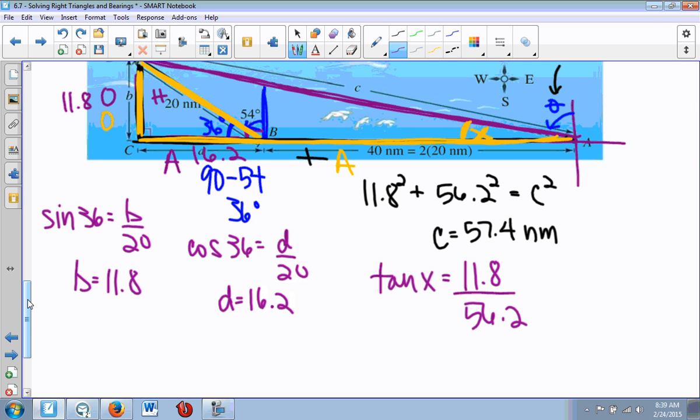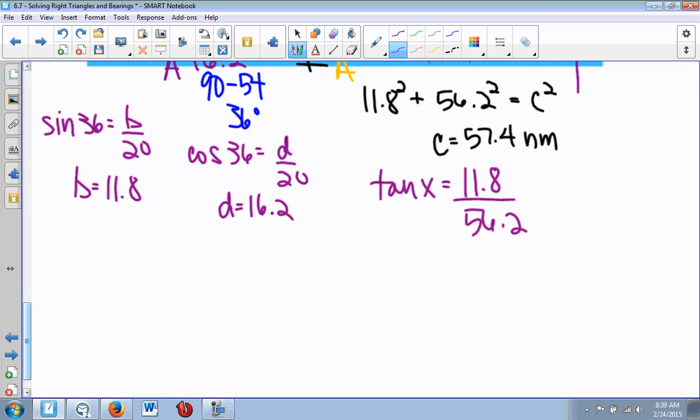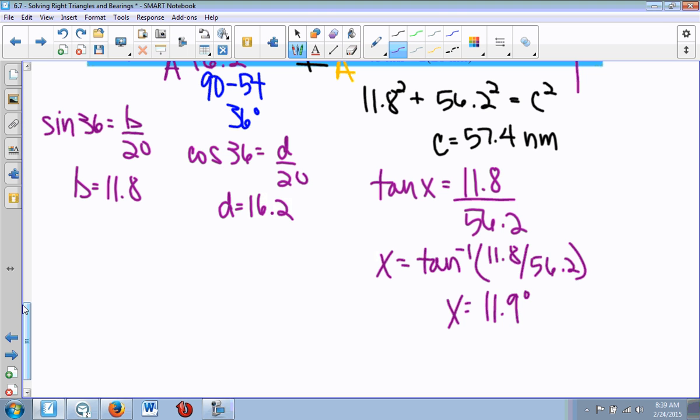So doing that in the calculator, we're going to do tan inverse, and it comes out to 11.85, so 11.9 degrees.